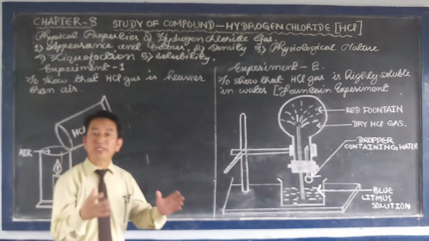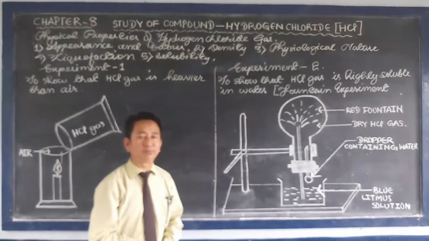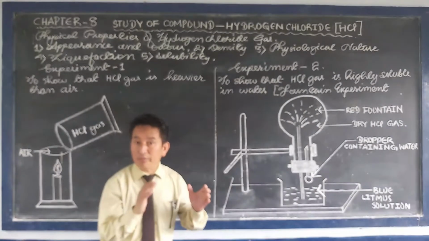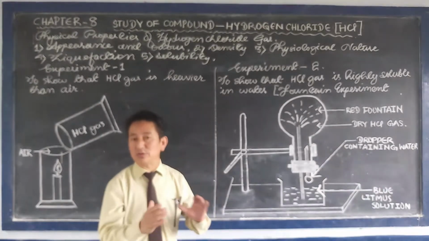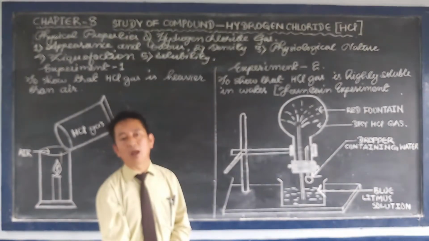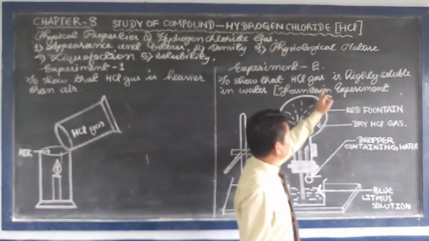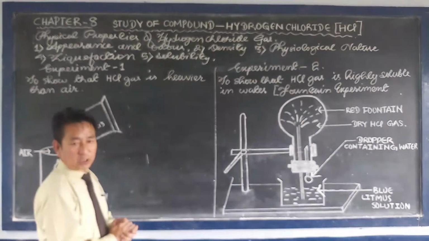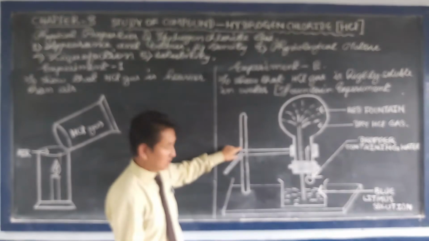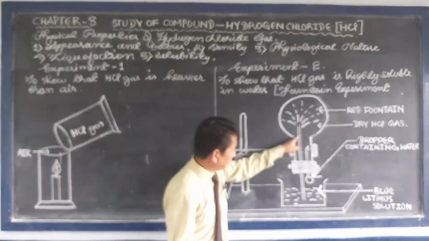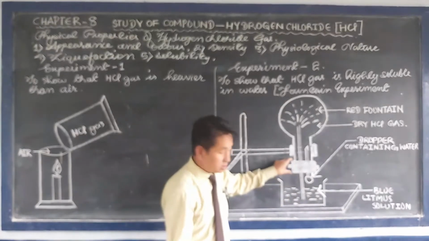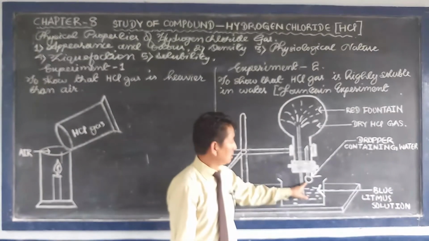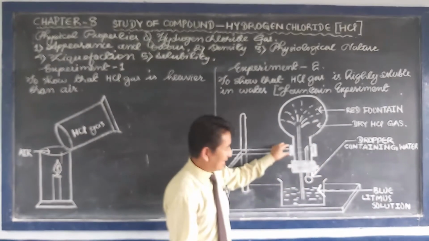Now next, fountain experiment. This is very important. This fountain experiment can demonstrate the solubility of hydrogen chloride. That means hydrogen chloride gas is highly soluble in water. Here, to show that hydrogen chloride gas is highly soluble in water by fountain experiment. For this experiment, we need a stand, dropper containing water, jet tube, rubber cork having 2 holes, round bottom flask, clamp.